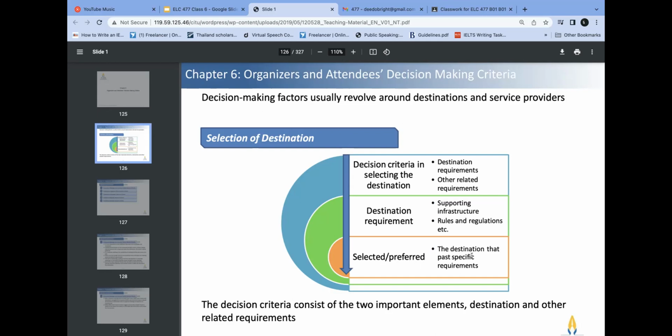Selected and preferred, meaning that the destination above has specific requirements. You have to understand that the previous place may be substituted by this new place, or even if we are considering choosing a new place or destination here, we have to see what has been done in the past time or what should not be done. Things like that, right? So this one is kind of a selection of destination for an organizer here.